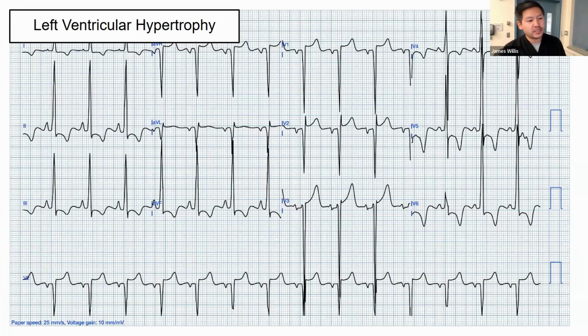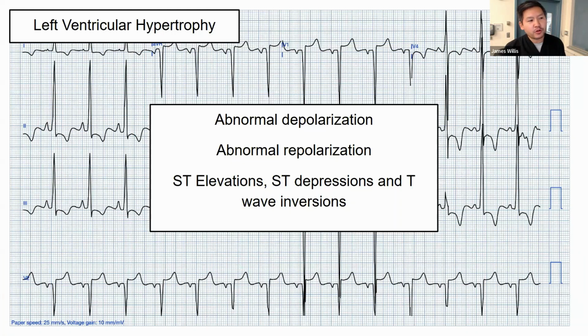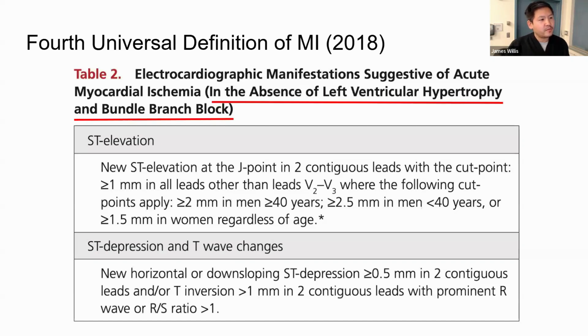You get a very high voltage EKG, and the reason why it's so problematic in interpretation is there's a lot of abnormal depolarization, which causes abnormal repolarization, which results in a lot of ST elevations, ST depressions, and T wave inversions that can look very ischemic. And the problem with LVH is that it is actually excluded in the traditional ST elevation MI criteria. So you can get pushback from cardiologists: hey, this is LVH. We can't use STEMI criteria.